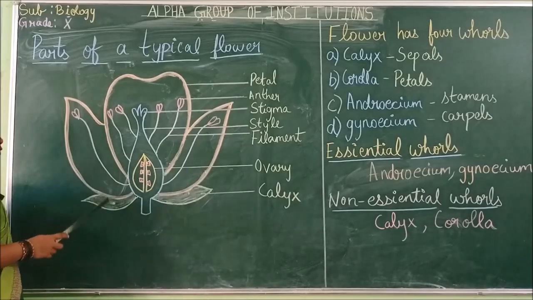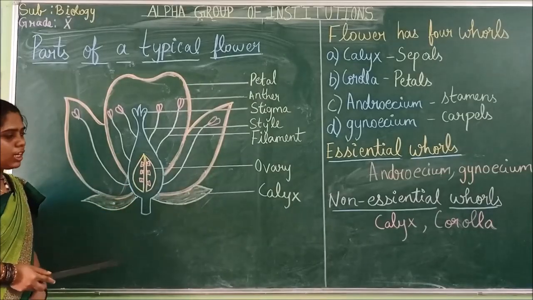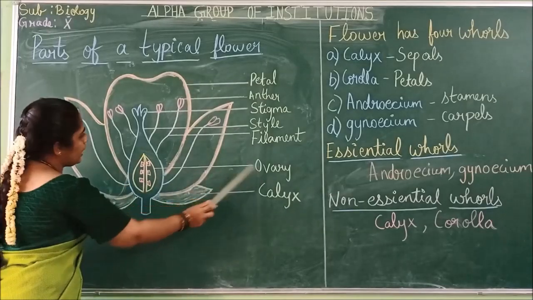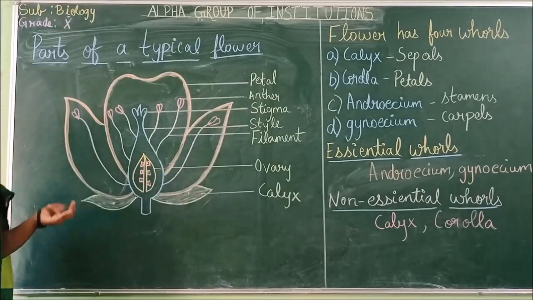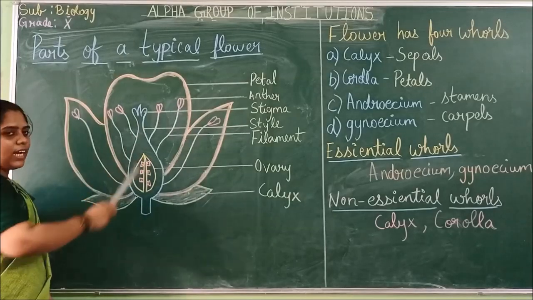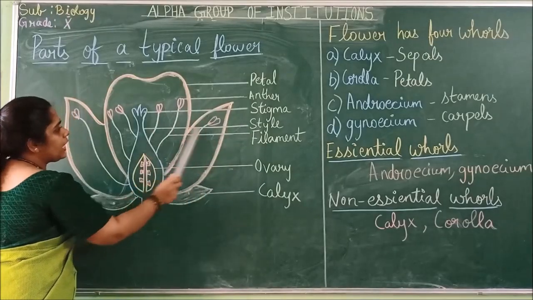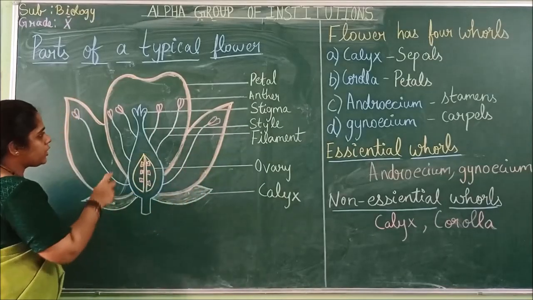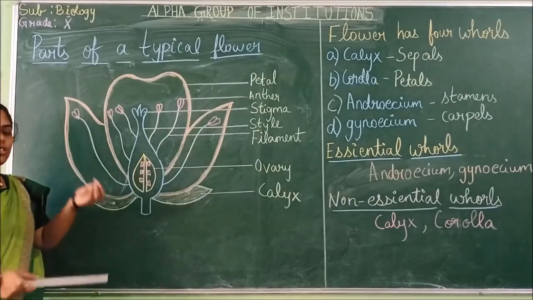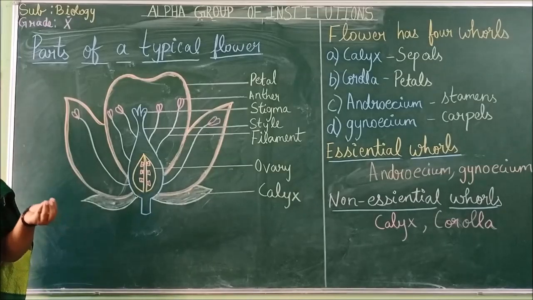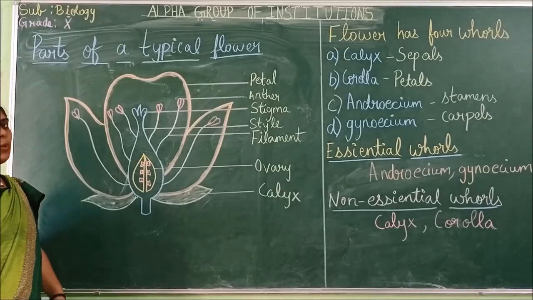First, I have drawn the yellow thing. You can see this is the gynoecium. This is the ovary, then style, stigma. The ovary, style, and stigma are the gynoecium, that is the female part. Next you can see the white and the pink part, that is the pollen grains. You would have seen in a hibiscus flower the yellowish powdery substance. Those are called pollen grains.